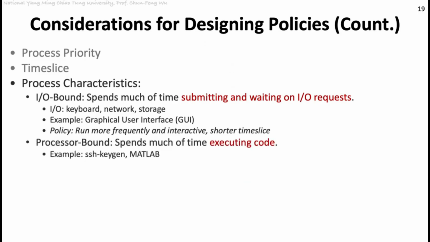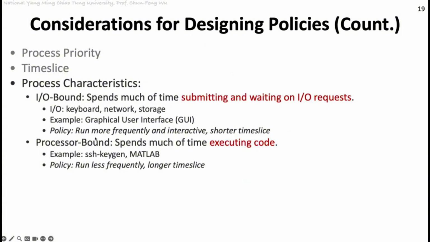The opposite of I/O bound is processor bound. Processor bound means spending much of the time executing code, like SSH key generation. If we are going to generate an SSH hash, it needs to compute a lot of things, or maybe something like MATLAB, where you do mathematical computation. This kind of process runs less frequently, compared with things like the keyboard, because you type very frequently. But compared with SSH key generation, you usually will not generate a key so frequently, right? This is just the comparison.